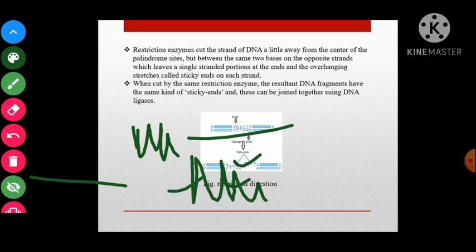So that is why this sticky end cut is perfect for the recombinant DNA technology, right? And finally, these can be joined together by using another enzyme, which is DNA ligase enzyme. DNA ligase enzyme is somewhat the molecular glue, right? They basically are used to join the DNA segments, right?